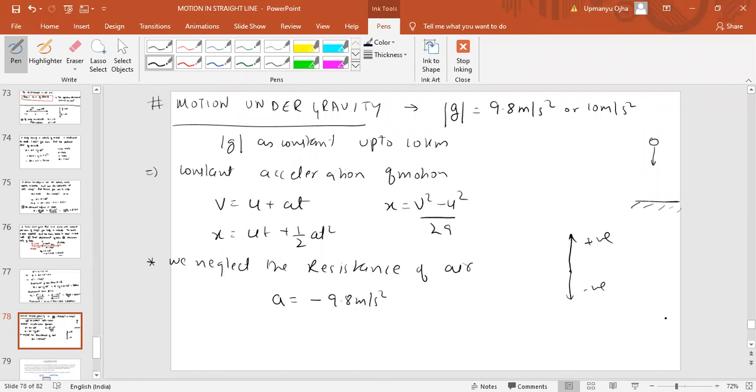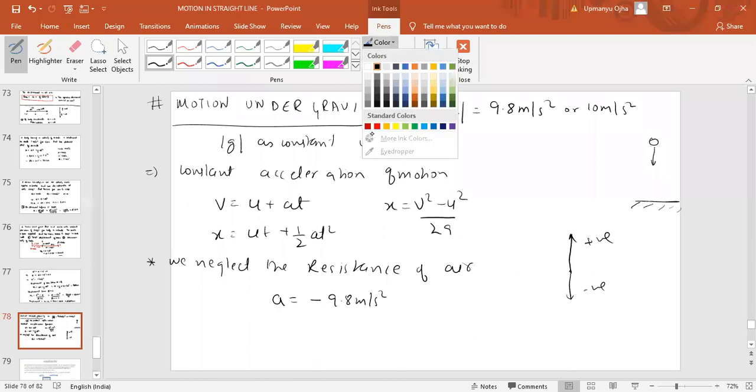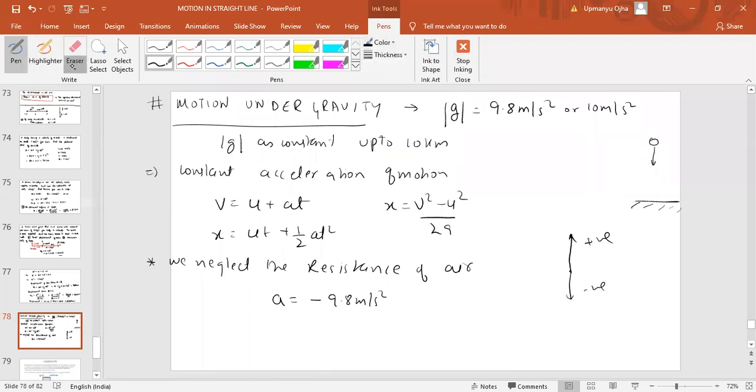Understand? Minus 9.8. Whenever we are using this equation of motion, when we are dealing with motion under gravity, we will not use a, we will use g. And that g will always be minus 9.8 meter per second square, whatever the condition, even if you throw upward, even if you throw downward, wherever you throw. But it should be in vertical motion only.